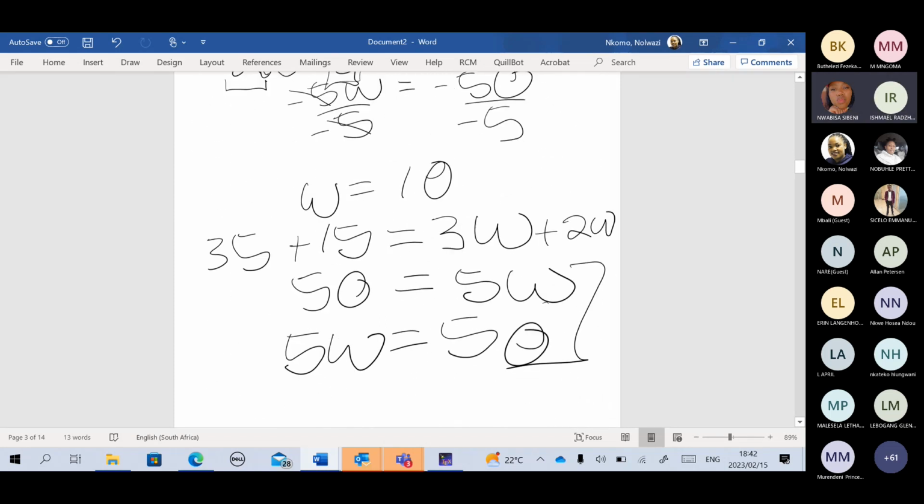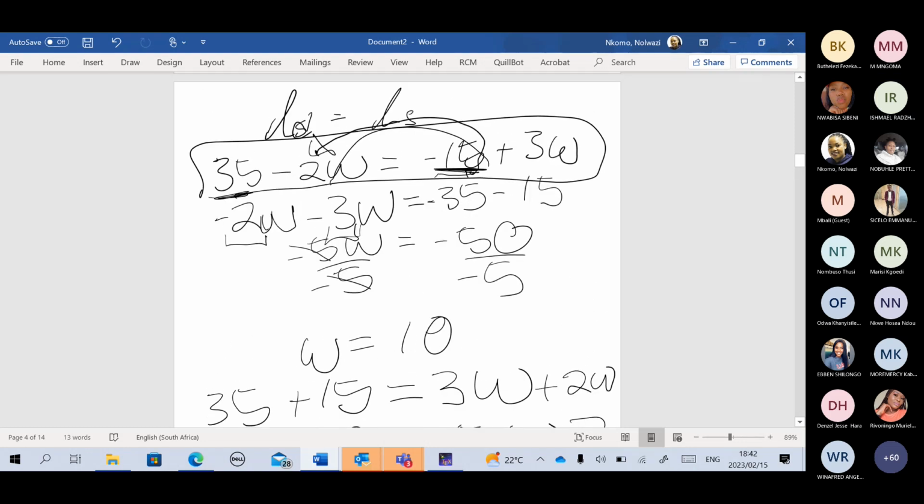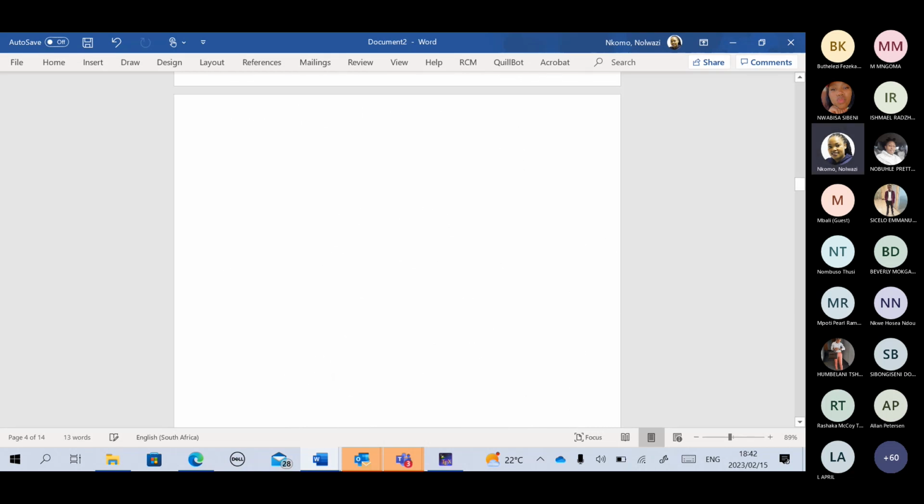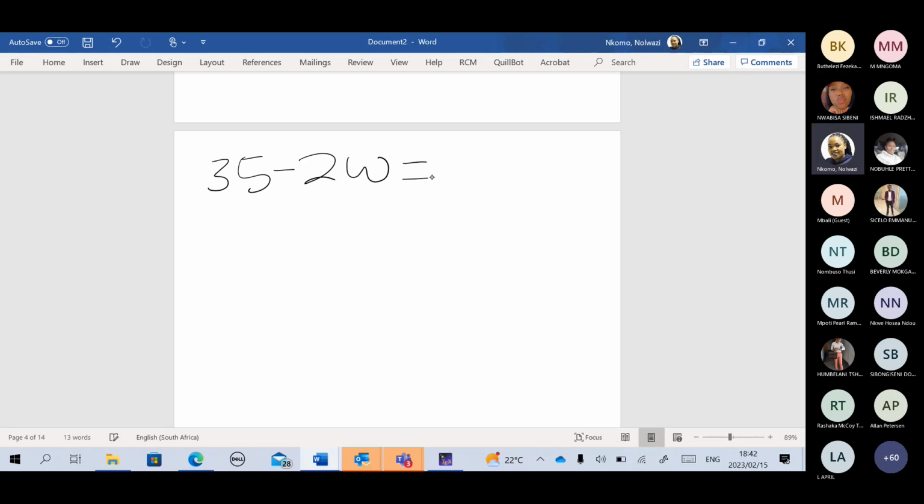I'm a little bit lost. Can you repeat again? I said if I choose to transfer -15 rather than transposing 3W to the side, I have 35 minus 2W equals minus 15 plus 3W, right?